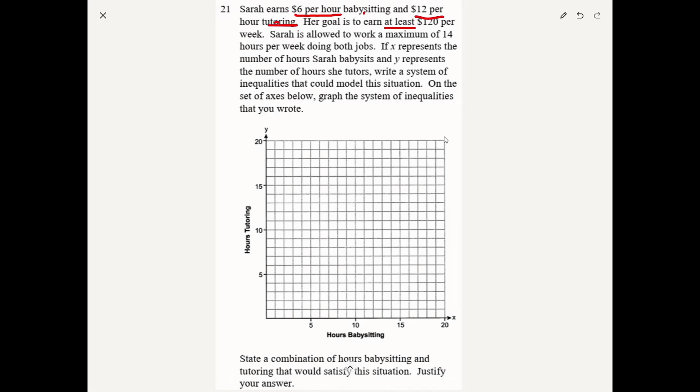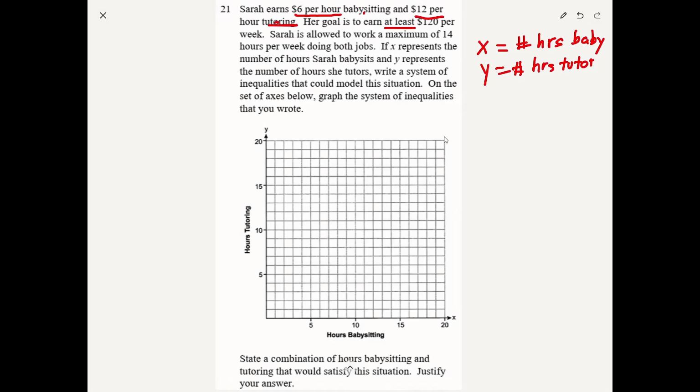Now, the next thing we need to focus on is, what does the X stand for? X represents the number of hours, so I'm going to put that. X is the number of hours babysitting. I'm just going to put baby. Now, Y is the number of hours tutoring. All right, so now I know that I'm going to need two linear inequalities, and they both are going to have an X and a Y. Now I just have to figure out how to put these two together.